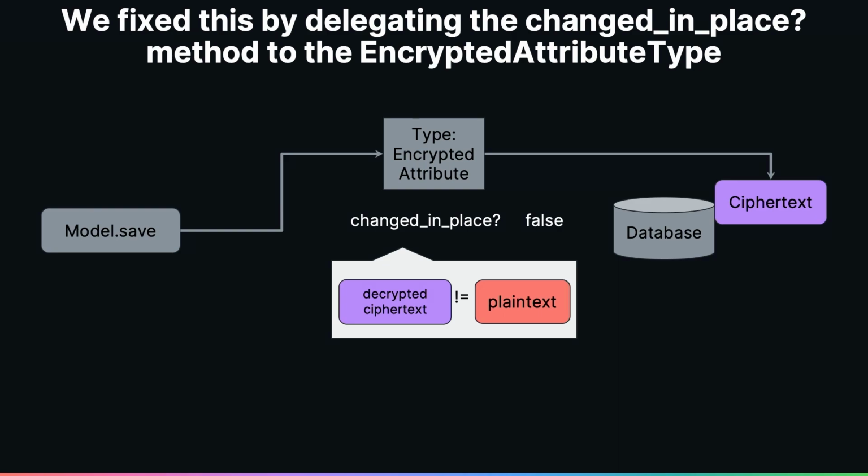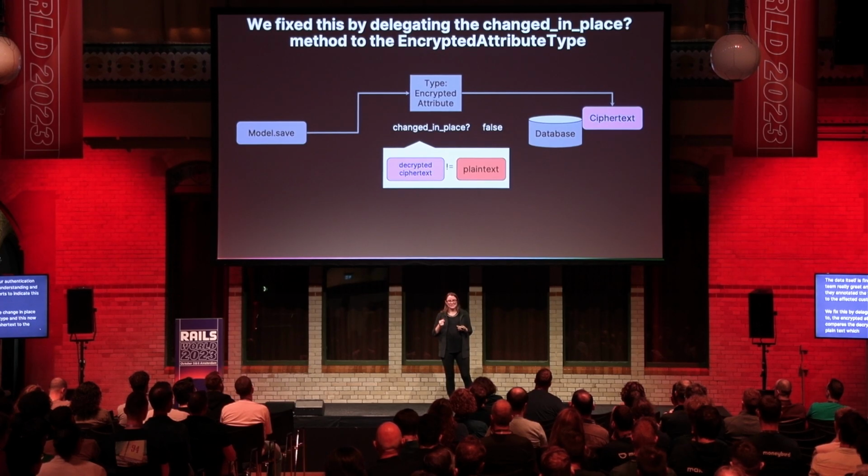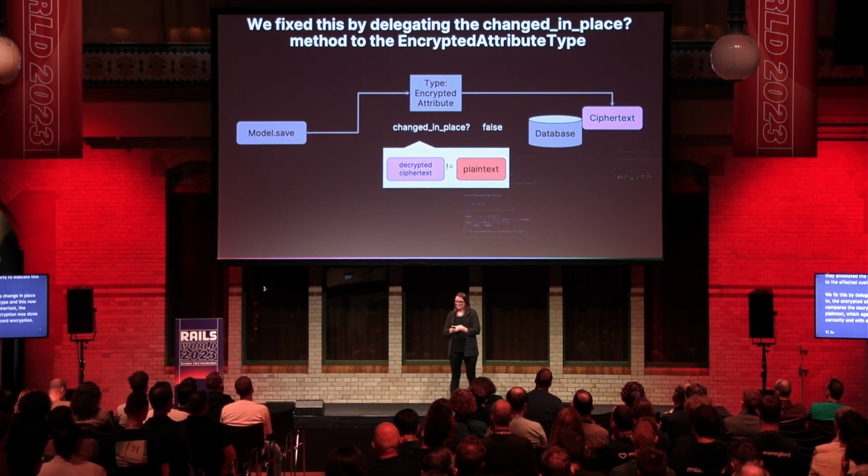Fortunately, though, there was no actual change to the data. The data itself is fine. And our authentication team was really great and very understanding, and they annotated the false alerts to indicate this to the affected customers. We fixed this by delegating the changed_in_place to the encrypted attribute type. And this now compares the decrypted ciphertext to the plain text, which, again, if encryption was done correctly, and with ActiveRecord encryption it is, will always match.